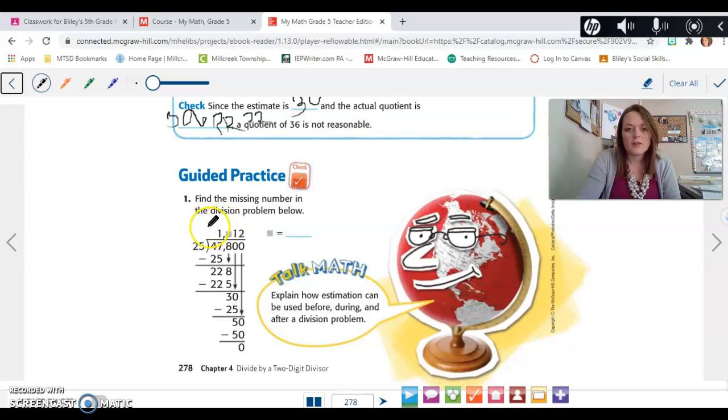So it's for guided practice. It says 1, find the missing number in the division problem below. Whoa, so we got to look at this. This one might take a little bit of time to figure out. So we're going to look at it.